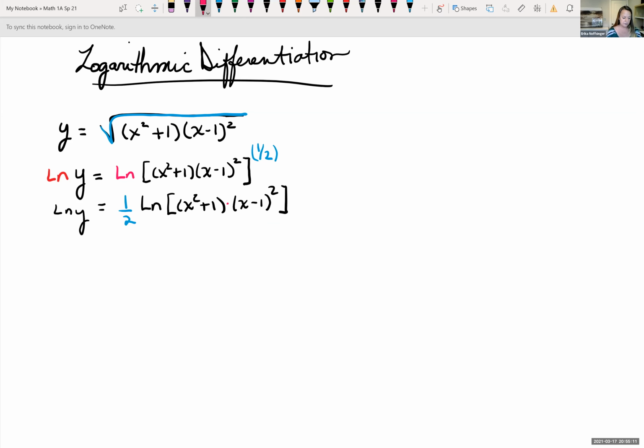So rules of logs that we reviewed in that last video: we have multiplication. So log, and we're multiplying, we can break that up as a sum of logs. So this is 1/2. You need to be careful here because there are parentheses or brackets around this. The natural log of the first piece, x squared plus 1, plus the natural log of the second piece, which is x minus 1 quantity squared.